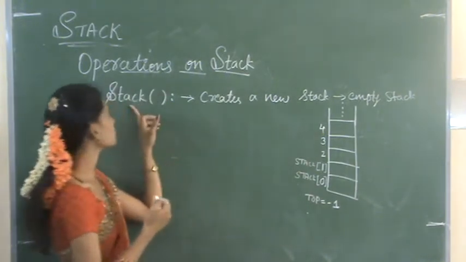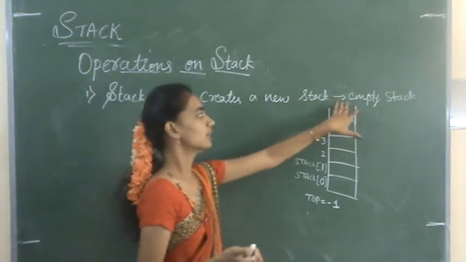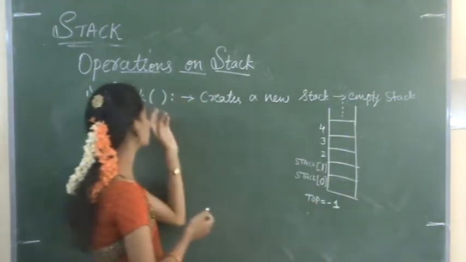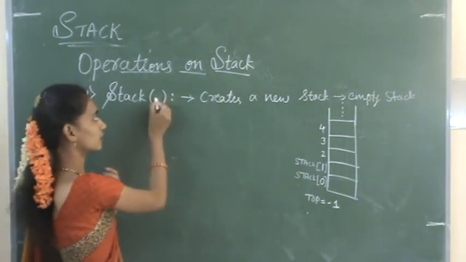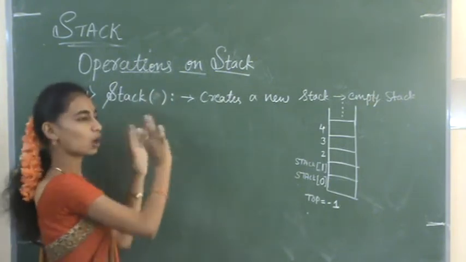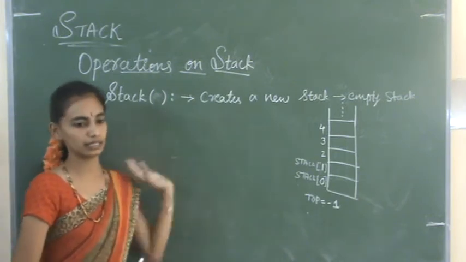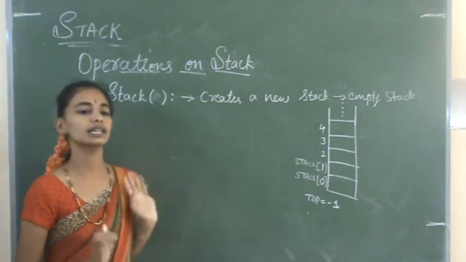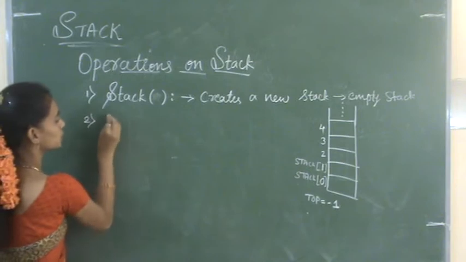So if we use this stack function, it will create a new stack that is empty. This function doesn't require any parameters, meaning arguments. We don't need to pass anything, we just call that function. And it doesn't return anything. It will just create a new stack, that's it. So the next operation is push.